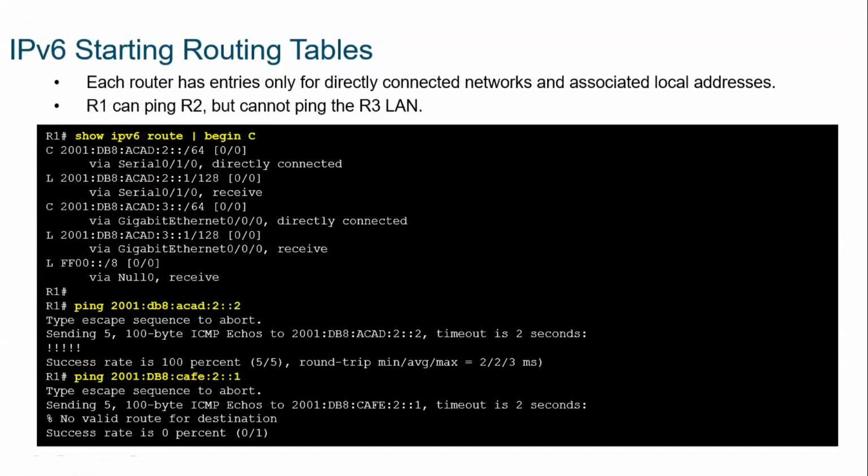So this is the same IP route but using IP version 6. As you can see, they have the directly connected network. It can ping the directly connected path but not the other one. So let's look at how we are going to implement static routes.